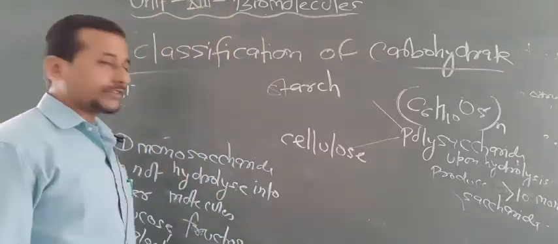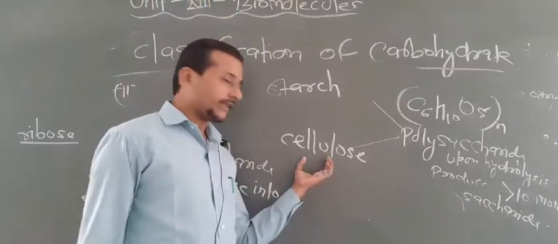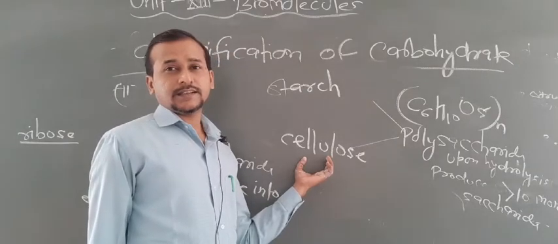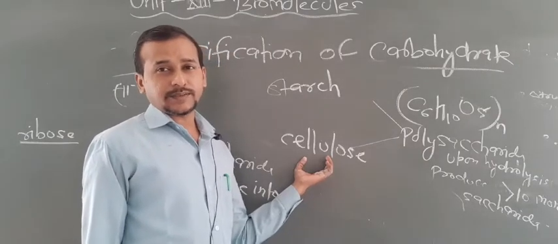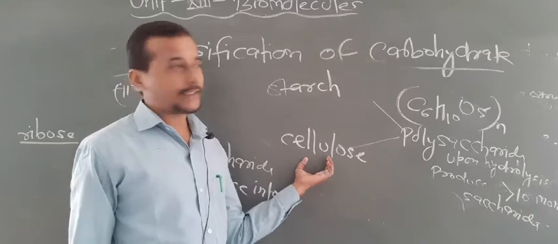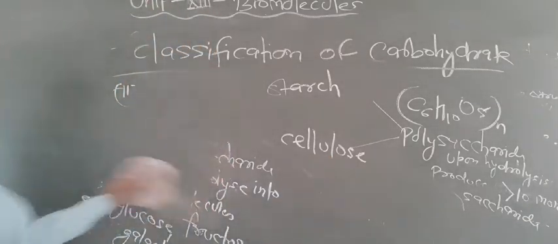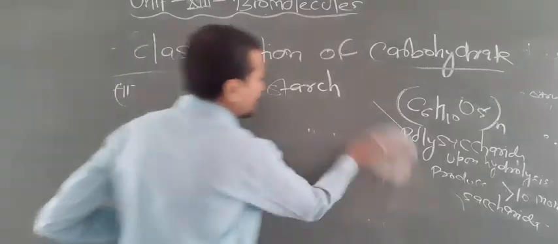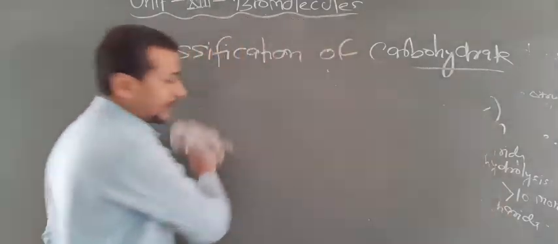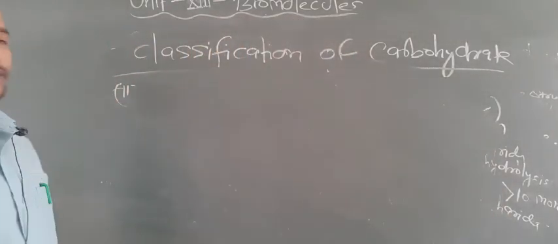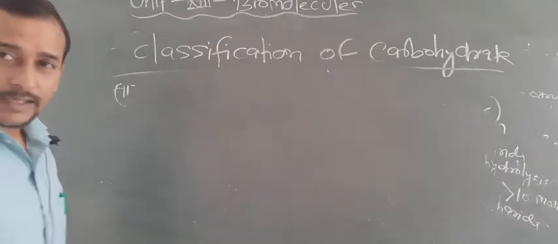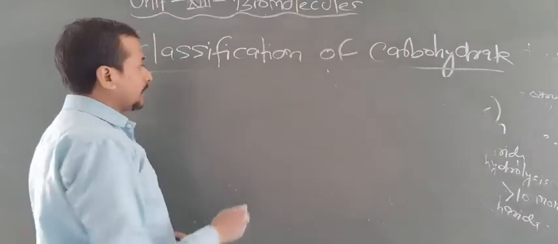One more thing, one question may arise: if we cannot digest cellulose, it is because in our body one enzyme is absent, that is known as cellulase, okay. Now one more difference between enzymes and carbohydrates. How can you differentiate whether the given compound is a carbohydrate or an enzyme?